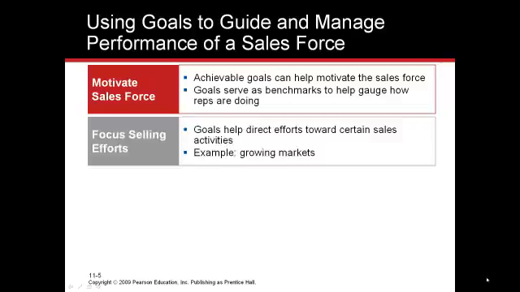The next step is focus the selling efforts. Goals help direct efforts towards certain activities, for example, growing markets. As more baby boomers retire and don't want to burden their children with medical expenses, many are purchasing long-term care insurance. Seeing this growing market segment, a company like Northwestern Mutual Insurance might set a goal for its agents to contact their current life insurance policy holders, spend a certain amount of time with them to explain the product, and sell a specific number of new policies to their customers.